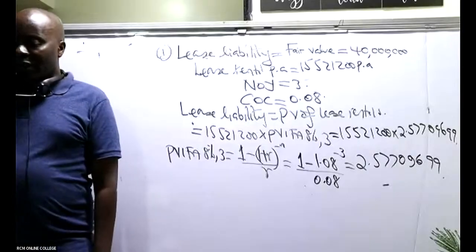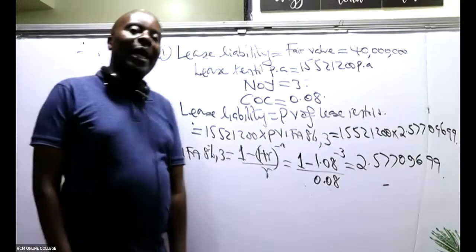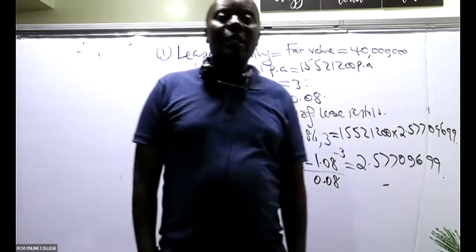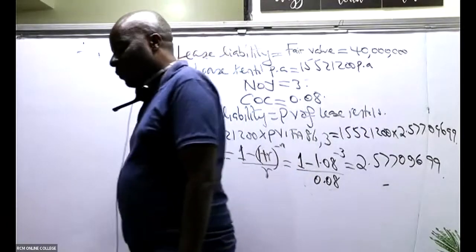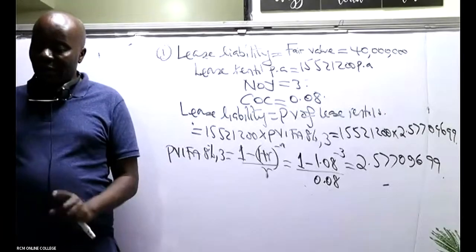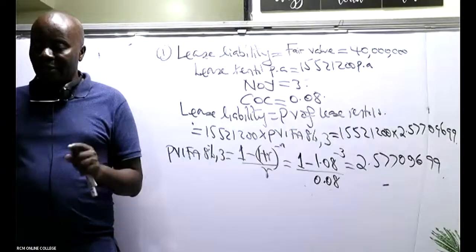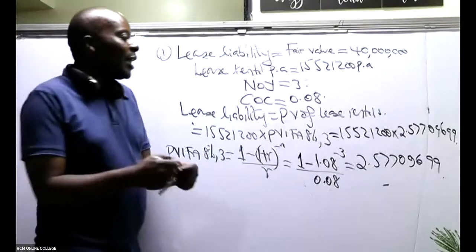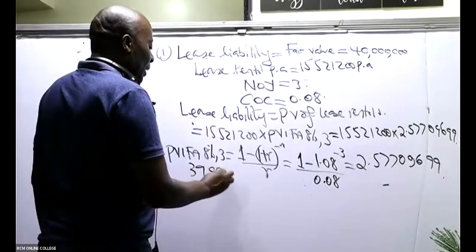It's going to be very close to 40 million, which confirms that whenever the fair value of an asset is given, then that will be the lease liability. So you're getting 39,900,000 and something like that. So you're getting this 39 million.